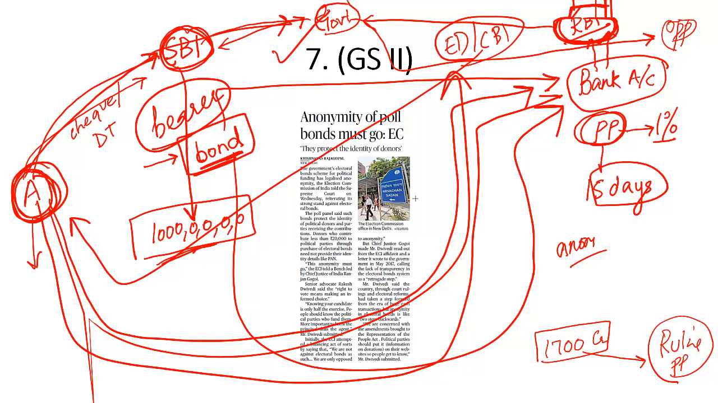So there are two basic problems with electoral bonds. Number one, the poll donations are anonymous, which goes against the fundamental right of making an informed choice under Article 19 of the Indian Constitution. And at the same time, it violates a level playing field because the ruling political party will ensure that we starve the opposition political parties of donations. That is what you need to understand from this newspaper article.